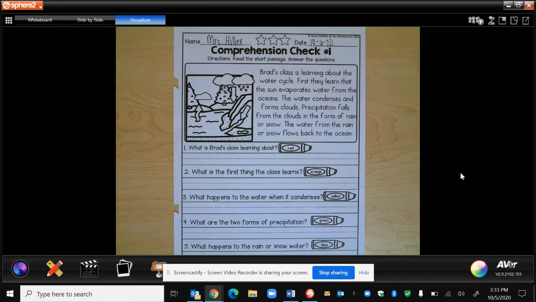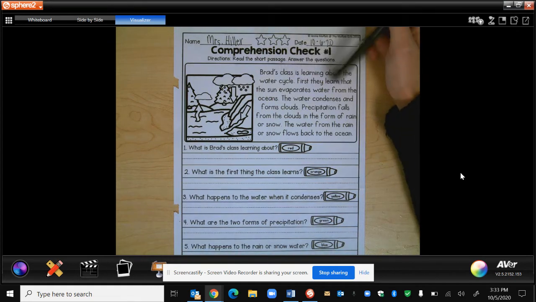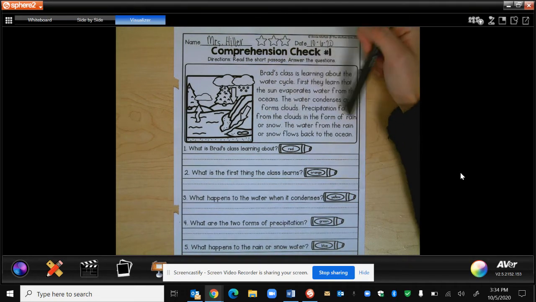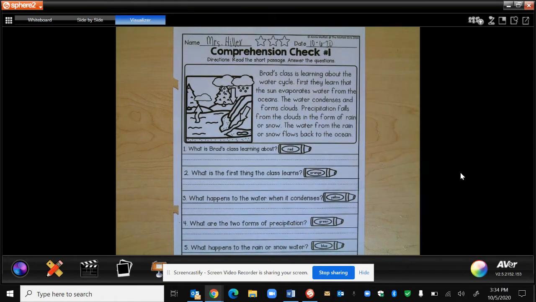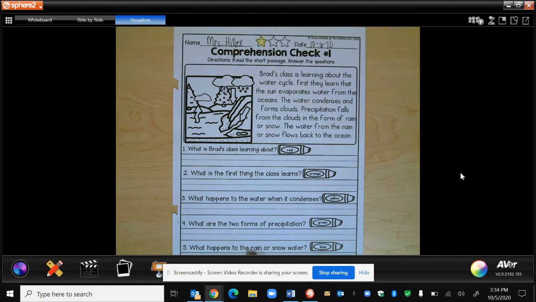So let's just read. You can either read it with me or just listen or read it on your own, okay? So it says, Brad's class is learning about the water cycle. First, they learn that the sun evaporates water from the oceans. The water condenses and forms clouds. Precipitation falls from the clouds in the form of rain or snow. The water from the rain or snow flows back to the ocean. Okay, so now I'm going to color 1 star because now I've read it once. All right, let's read it again.